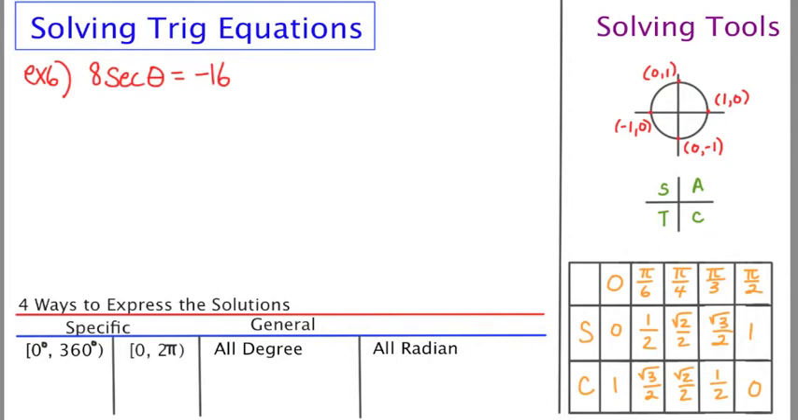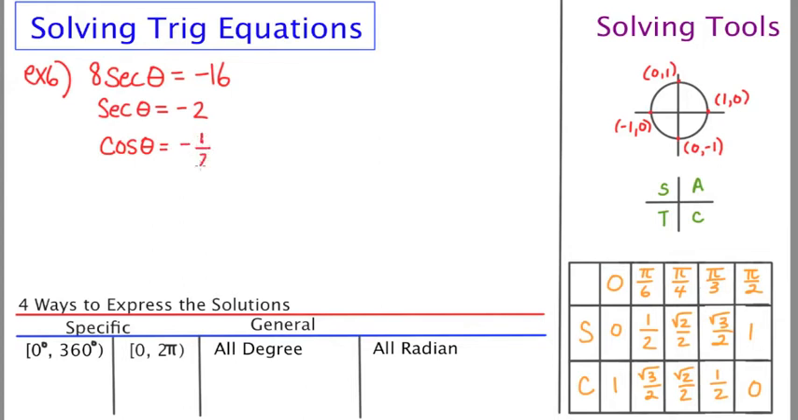Okay, in our final example, we are going to solve the equation 8 secant theta equals -16. I'll start by isolating and dividing both sides by 8, and I get secant of theta is equal to -2. Secant is secondary, so I prefer in this instance to reciprocate, and the reciprocal of secant is cosine, and the reciprocal of -2 is just -1/2.